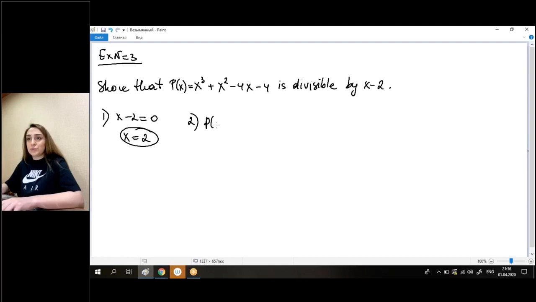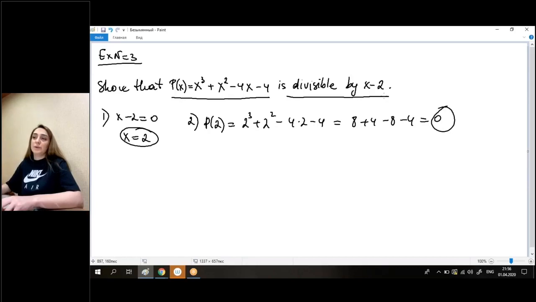It will be p of 2 equals 2 cubed plus 2 squared minus 4 times 2 minus 4, and it will be 8 plus 4 minus 8 minus 4. The answer will be 0. Since our result is 0, we can say that the polynomial p of x is divisible by x minus 2.